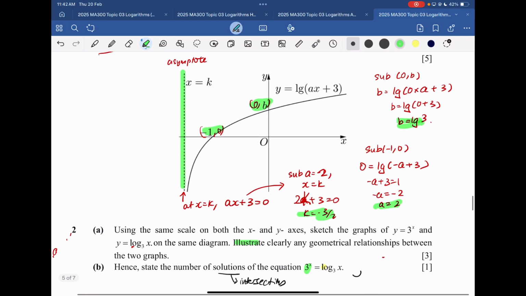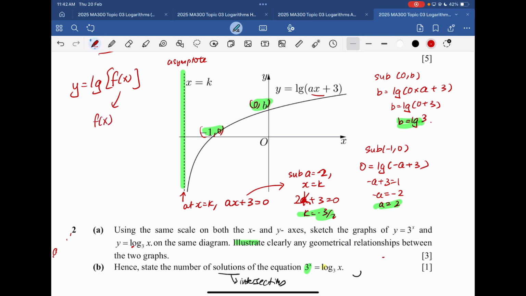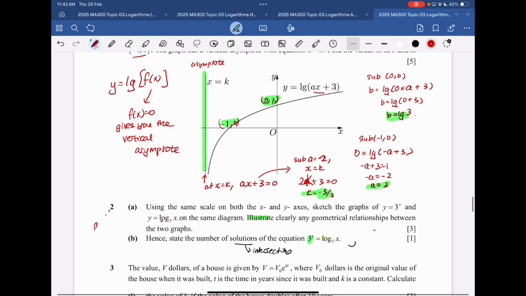Okay, so let's say if you're not sure, basically the asymptotes can be found. When you get y equals to log of a function f(x), then f(x) equals to 0 gives you the vertical asymptote. Okay, so far clear? Clear, children? Okay, so next, I go to question 2.